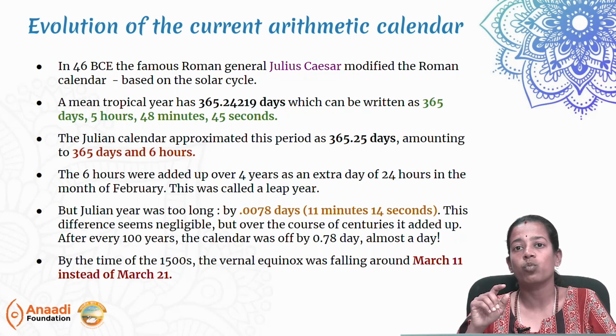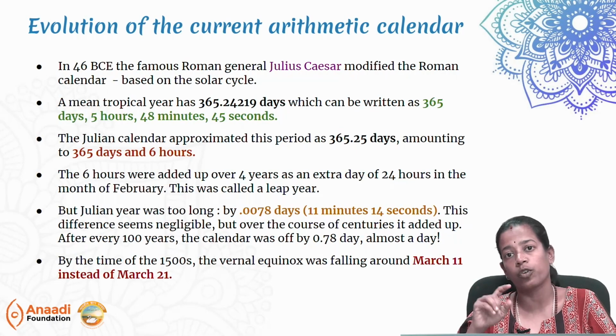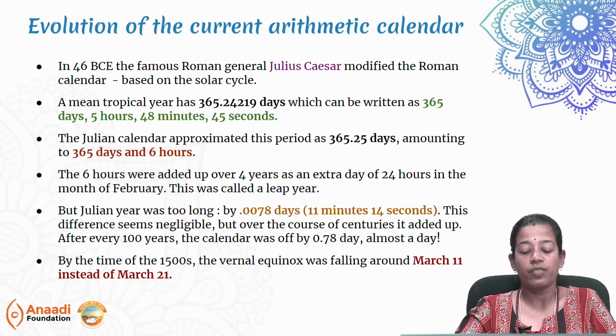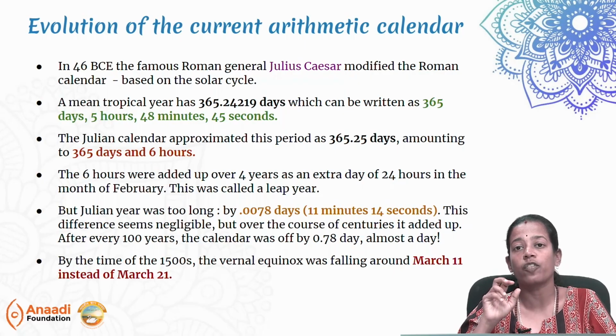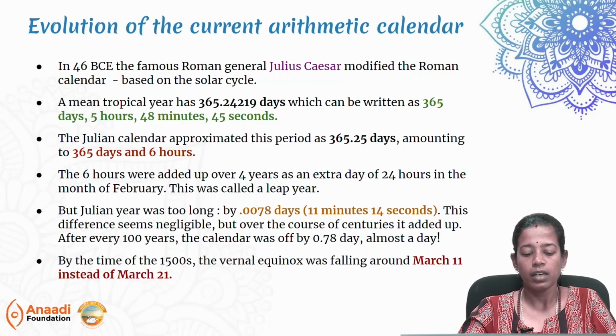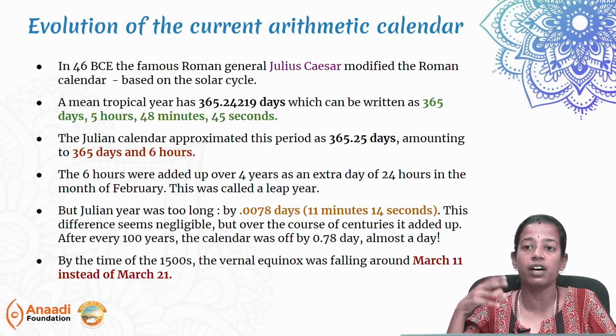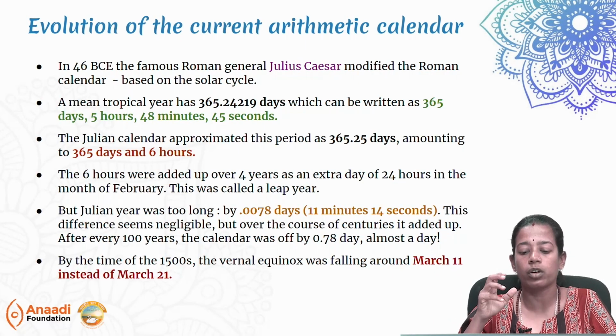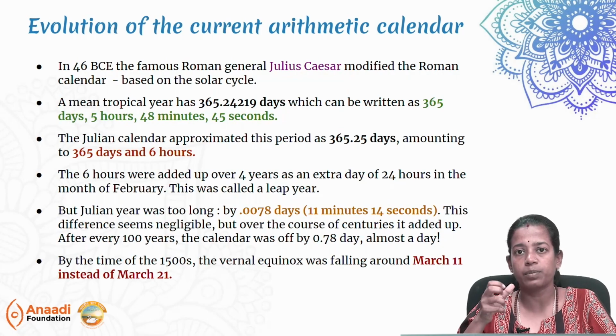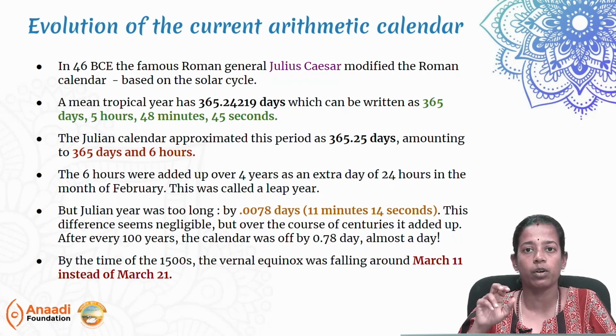But imagine what happens if the same calendrical system is followed for a century. Then the calculation has an error of almost 1 day, because 0.0078 into 100 becomes 0.78 days, which is almost a day. So, by the time it was 1500, the vernal equinox, which had been falling around March 11th, started to fall on March 21st as per the calendar. Now, this was also a problem for a lot of Western religions because they observe a lot of religious practices during the equinoctial time.